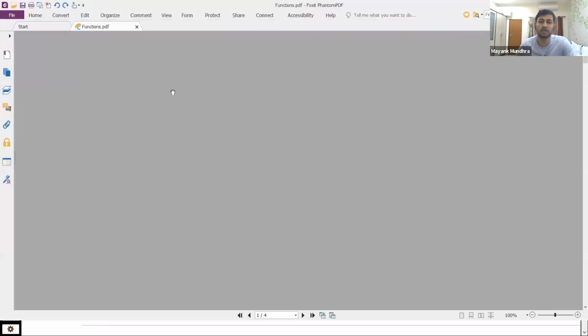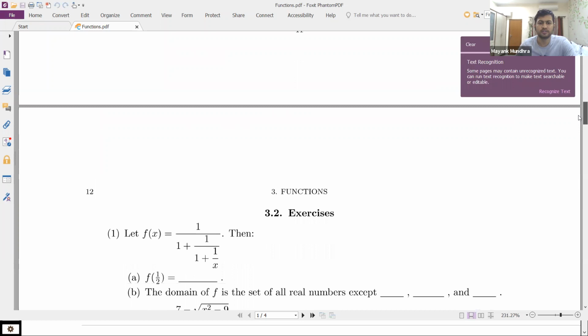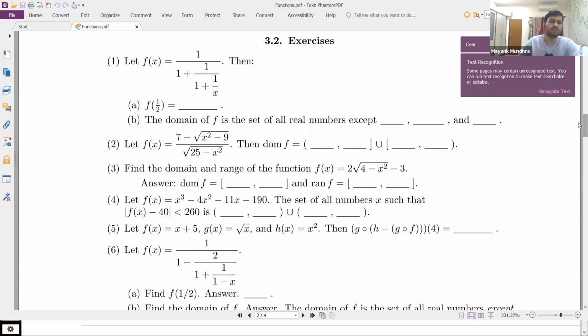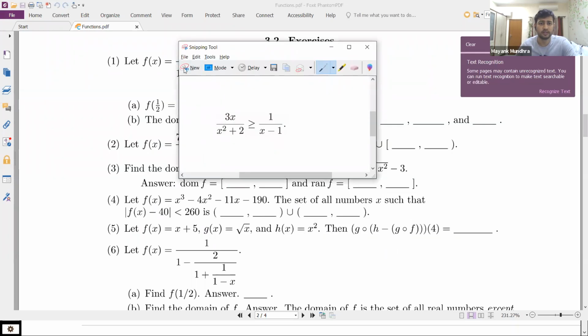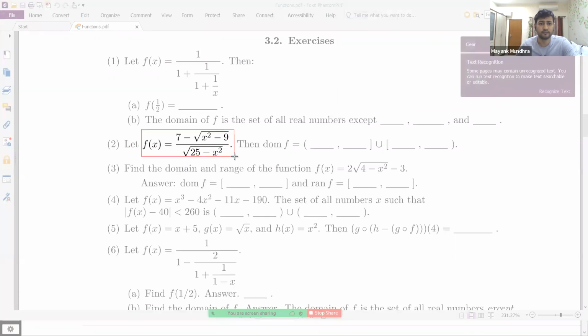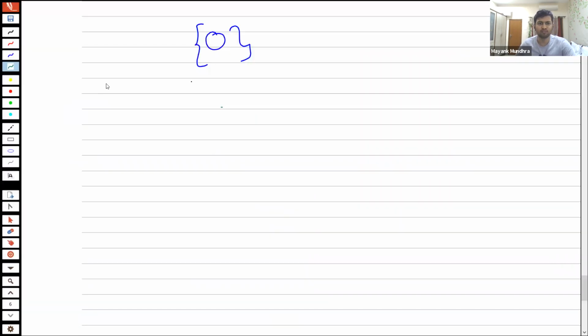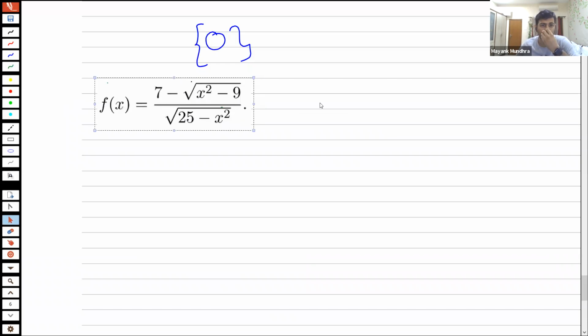It's called functions. So let me just give you a hint of how to do this. Let me take question number 2, for example. So I have to find domain of this thing. Copy this thing. So I have to find the domain of this thing. So first thing is that in the denominator, I should not get 0. But also in the under root, I should always have a positive.